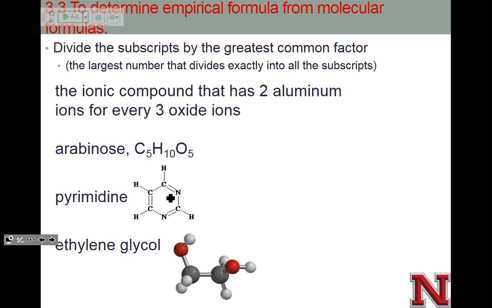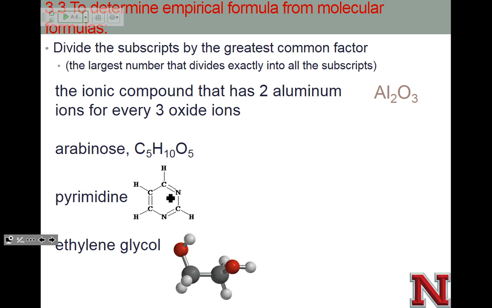So first off, an ionic compound that has 2 aluminum ions for every 3 oxide ions. So I'm just going to write that Al2O3. So the question is, if I take my lowest common number, well, my lowest number is 2, but if I divide both by 2, I'm not going to get a whole number. So this is my lowest formula. Because if I divide 3 by 2, I'm no longer going to have a whole number. So this one's already empirical.